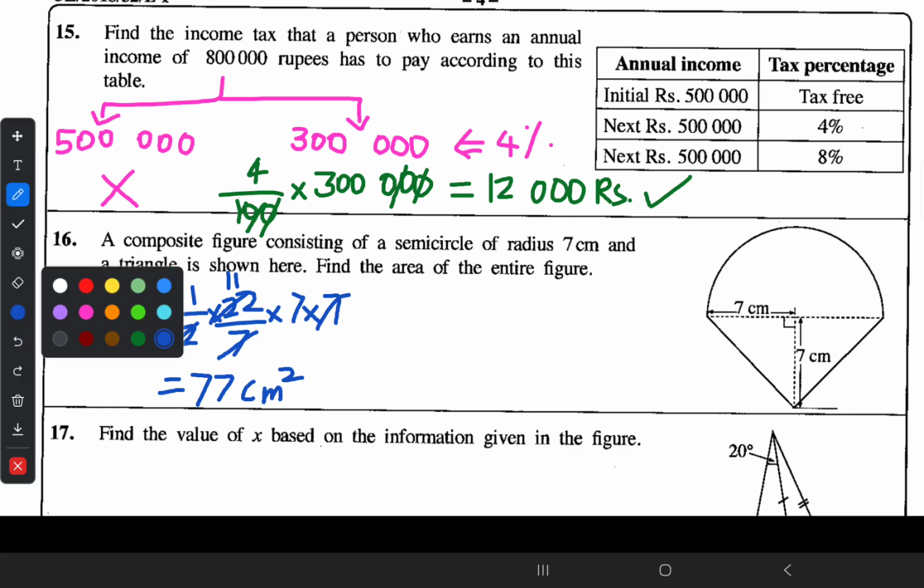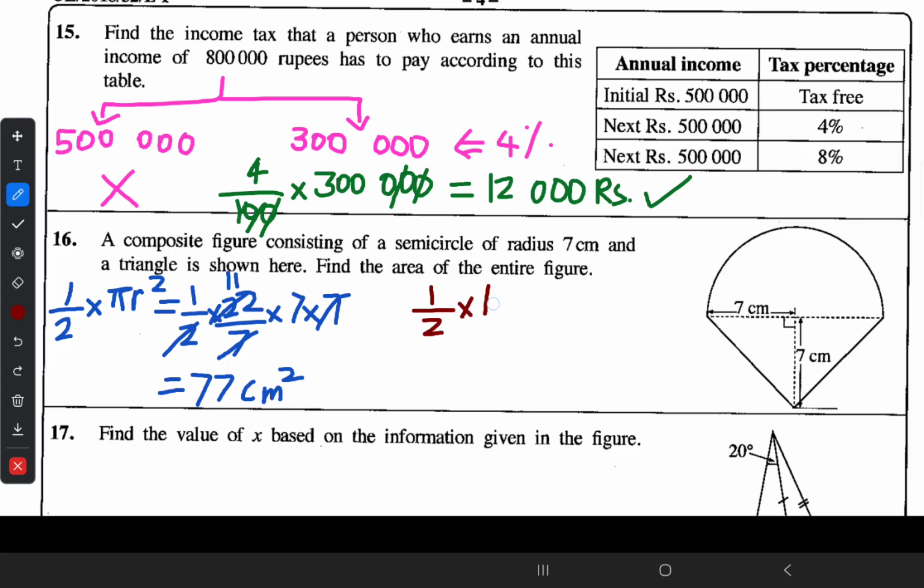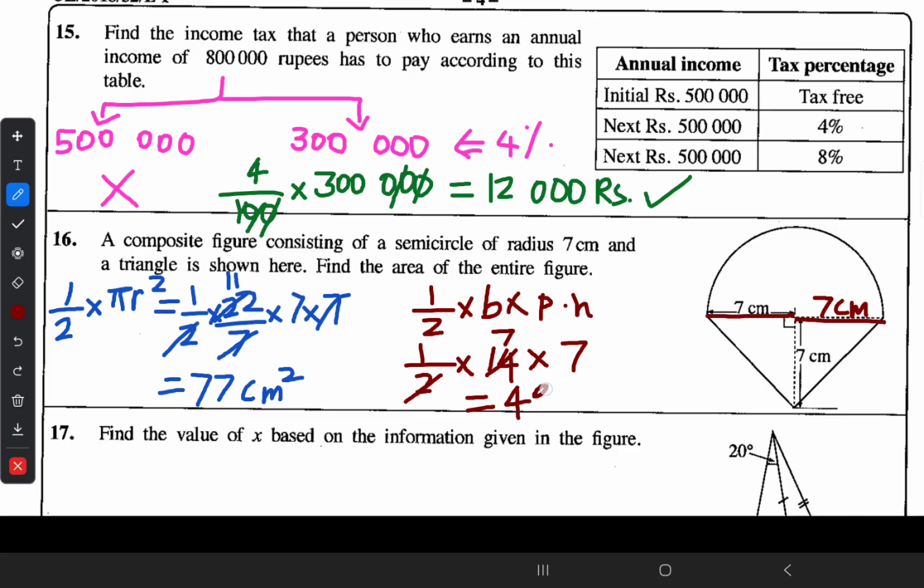And the area for the triangle would be half into base into perpendicular height. Base would be this total one. Perpendicular height is coming from the opposite vertex towards the base. So this would be the perpendicular height, that's 7. What is the base? Base is here 7 radius, so diameter would be 14. This is also 7. So the total base is 14 centimeters, multiplied with perpendicular height 7. So 2 and 14 simplified here, 7 times 7, 49 square centimeters.